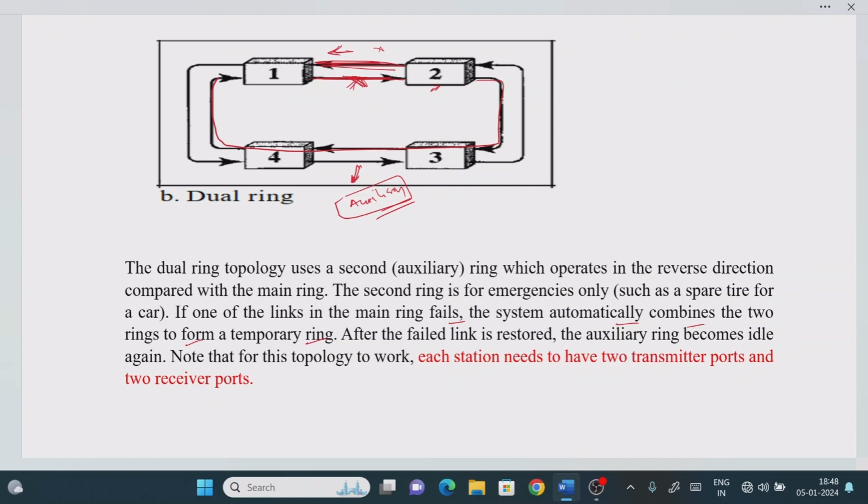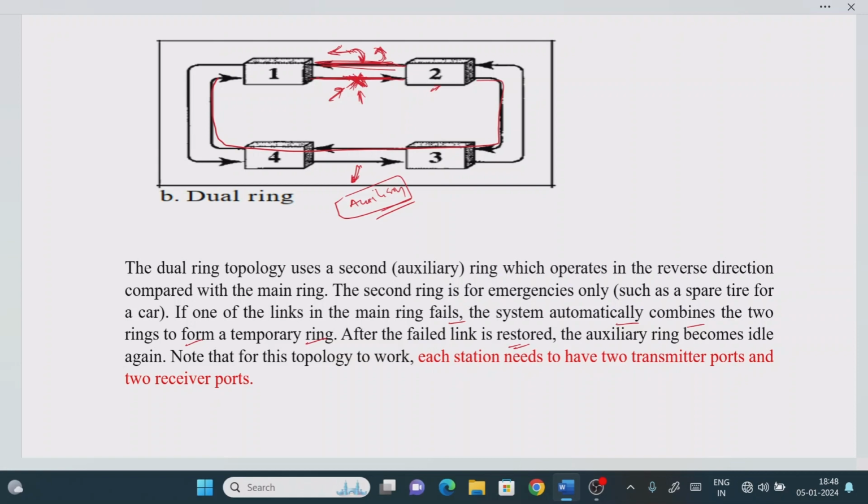After the failed link is restored, right? If you feel that the link going down means the entire system is going to collapse, for that this backup auxiliary link will be activated, so communication will not be disturbed, right? So after some time you are going to resolve this issue. After the resolution is completed, it will get back to the primary ring, and the auxiliary or secondary ring will start functioning again, right?